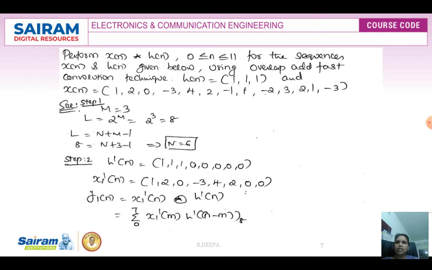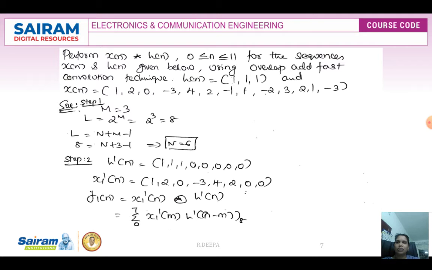So as we have seen, the procedure starts with step 1. What you need to calculate is the linear convolution between x of n and h of n. Okay, so now the first step is you need to calculate the values of N, M and L. So first we'll start with the known values.